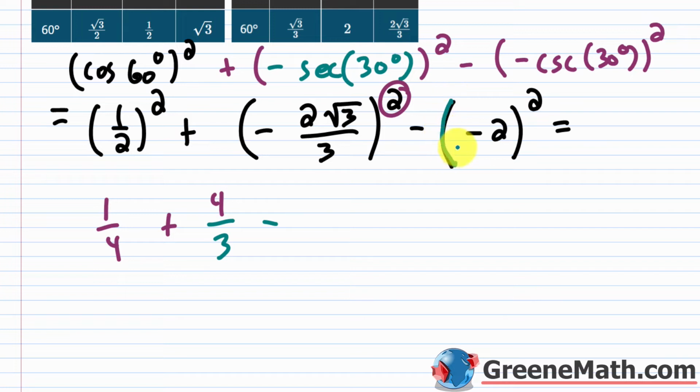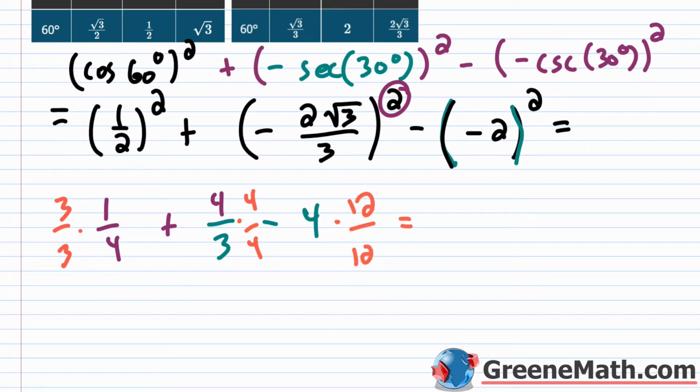Again, this is wrapped in parentheses, so both the negative and the 2 are squared. So that's positive 4. Now what I would do is get a common denominator here. So that's going to be 12. So let me multiply this by 3 over 3. Let me multiply this by 4 over 4. Let me multiply this, let me scooch this down, by 12 over 12.